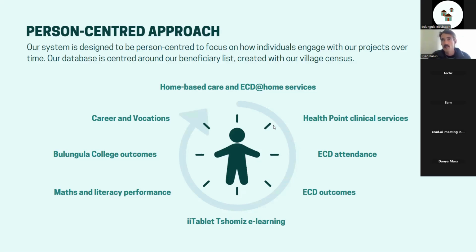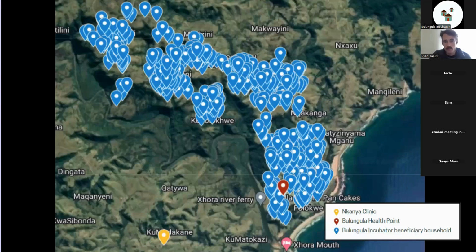Building up this master list was essentially the first step in building this data management system, and we did this by conducting a village-wide census, which was conducted by our community health workers. They went around to every single household that the BI supports, which is about 600 households, and they gathered all of the data points that now populate our master list. Part of the capture metrics taken during the census was the geolocation of each beneficiary's household, and this is the result of that. So these are all the households that the BI supports.